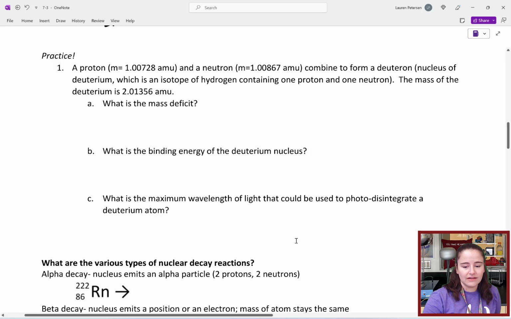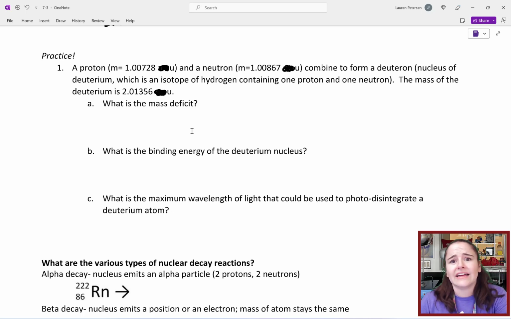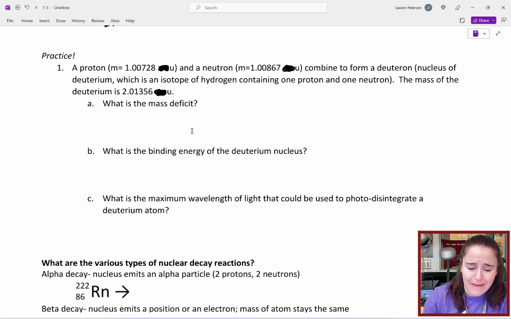We have a proton with its mass and a neutron with its mass combined to form a deuterium. The mass of the deuterium is that much. What is the mass deficit? Let's go ahead and find it. This time we're going to work in electron volts and U. This should just say U rather than AMU. It's stuck in AMU because that's what we used in AP chemistry, but our equation sheet uses U for unified atomic mass unit.